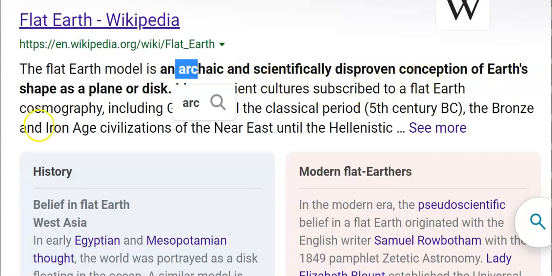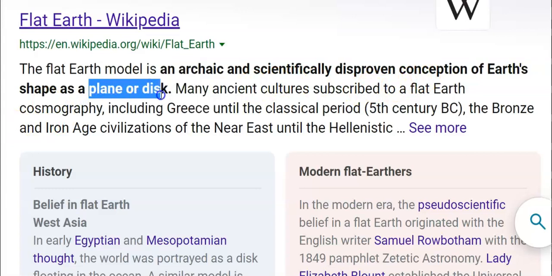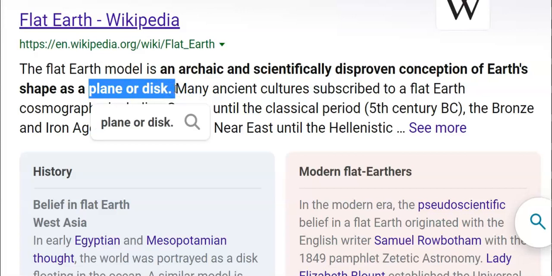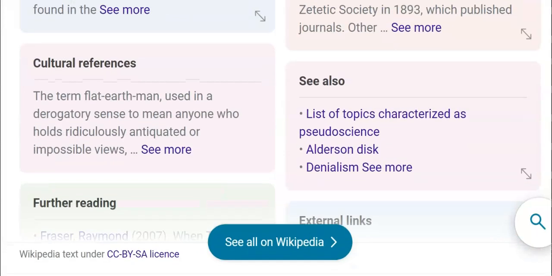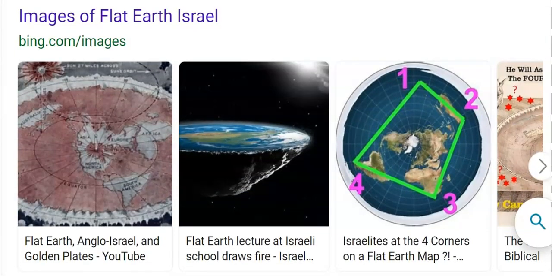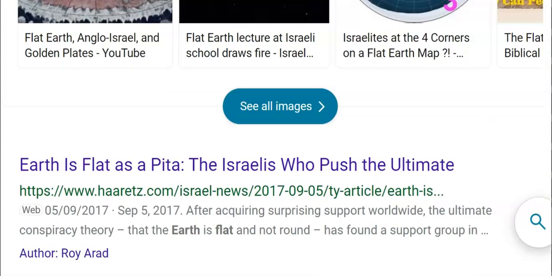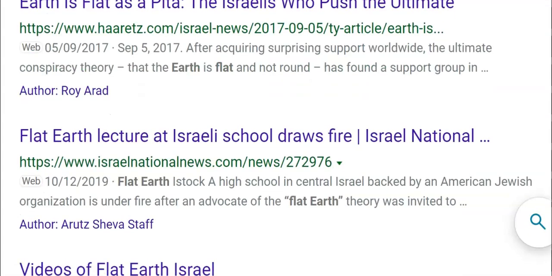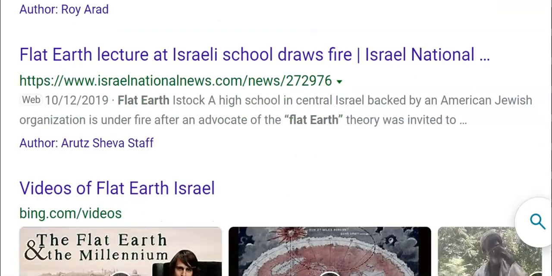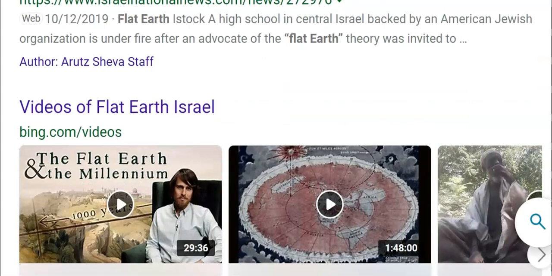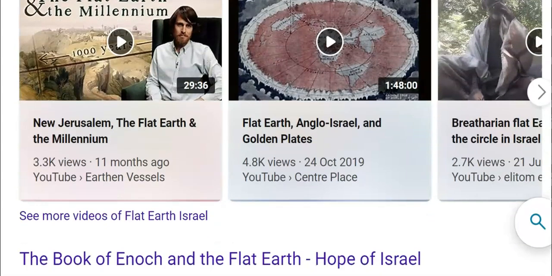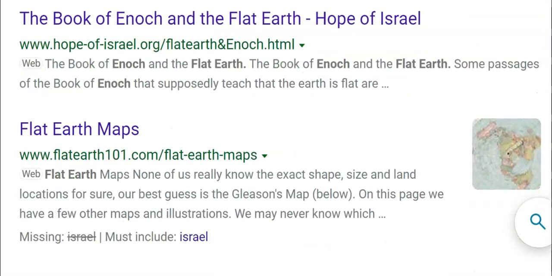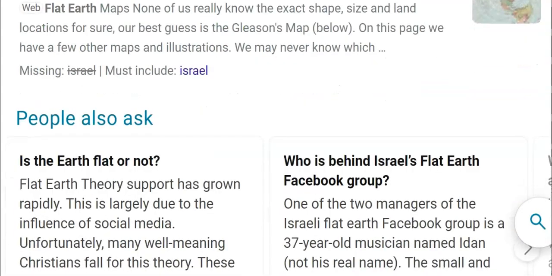A scientifically disproven conception of Earth's shape as a plane or disc. Of course, this Earth is nearer to a plane or disc than a globe, innit? So of course that's pure lies, like everything they give out basically. Of course it's realism. It's possible that both sides of it are coming from the same source. In fact, they probably all are, aren't they? Both sides of the debate, like 2 wings on the eagle type of thing.